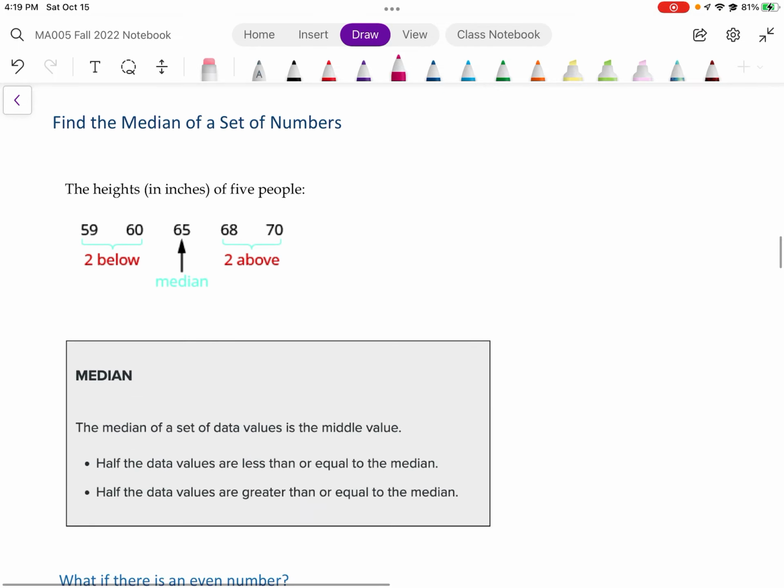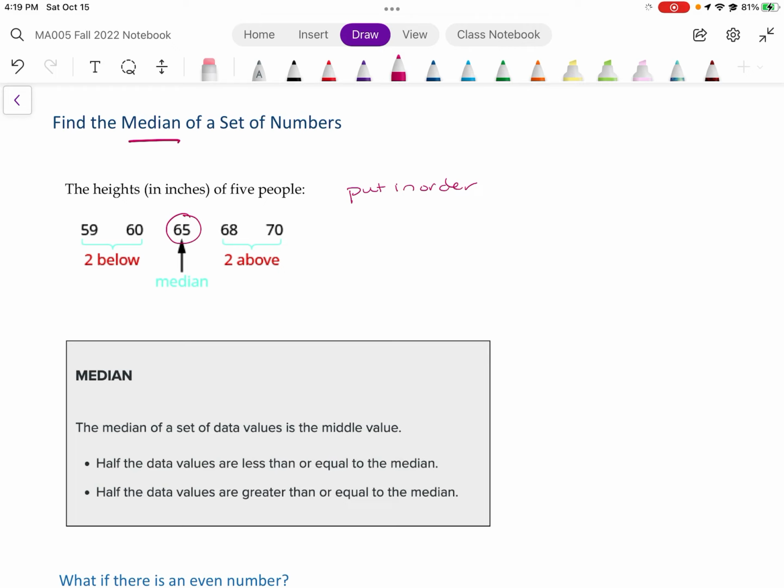The second kind of average is the median. When I think median, one way I remember this is I think about the median in the middle of the road. If there's 2 lanes on one side and 2 lanes on the other, the median is right in the middle. So if we've got the heights in inches of 5 people listed here, we put them in order, and then you find the middle one. This is quite simple when there's an odd number, because there's always just 1 in the middle by itself. So the median here is 65. It's literally the middle number.